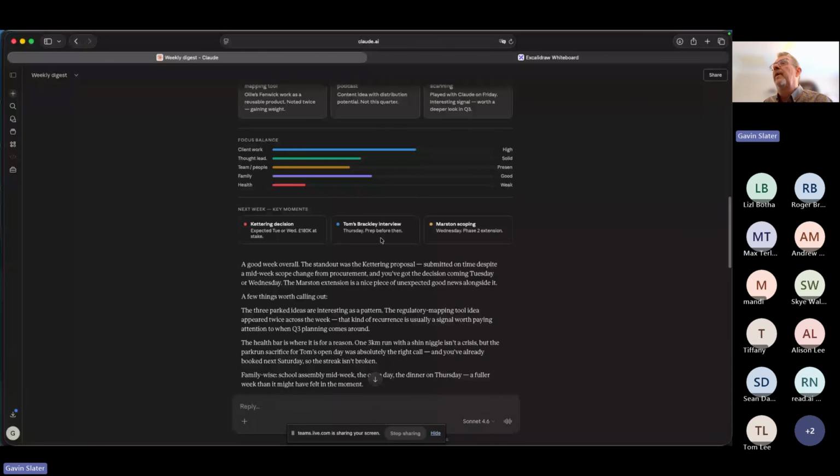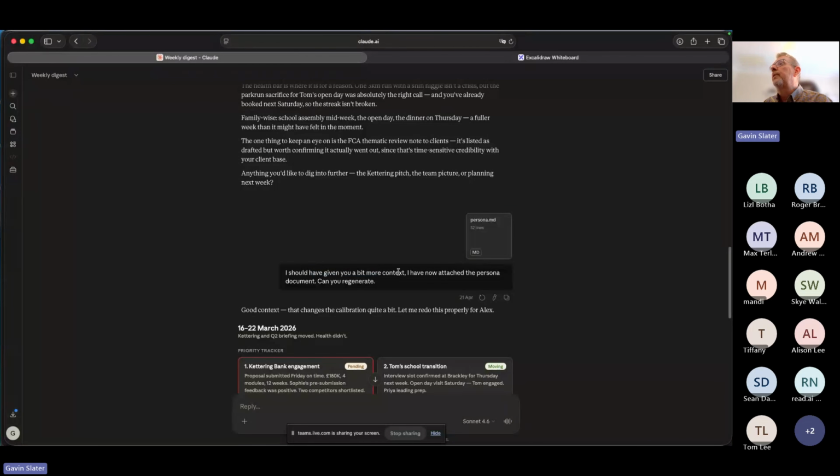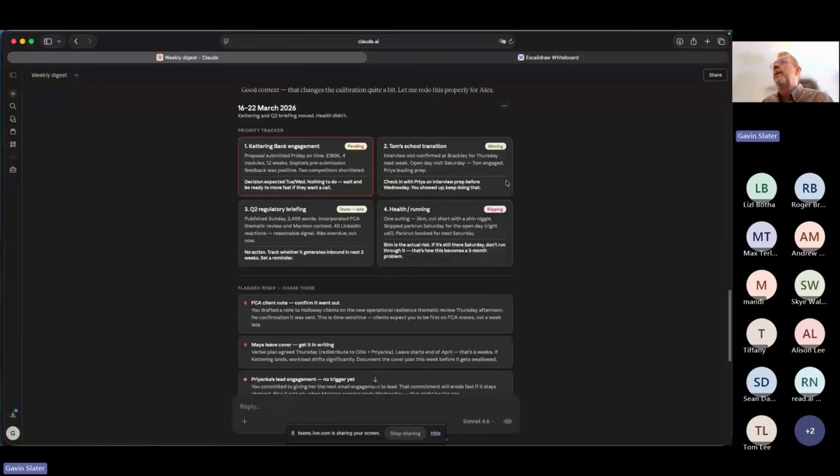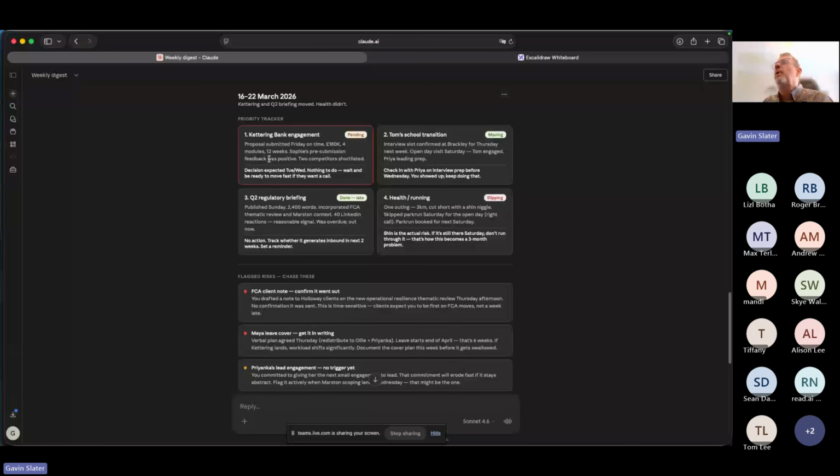What I did was I then said, I should have given you a bit more context. I've now attached the persona document. Can you regenerate? And now what happens is when you give that specific information, suddenly it becomes a lot more specific. So just a little bit of that additional context means it said that he wants to know about priorities. So clearly this priority track is trying to do that.